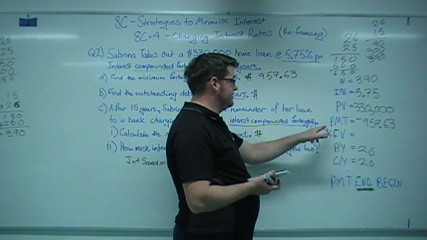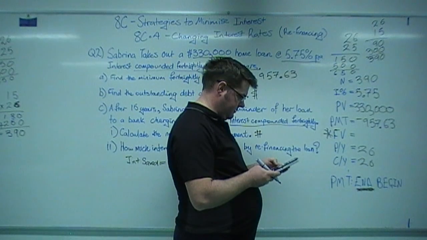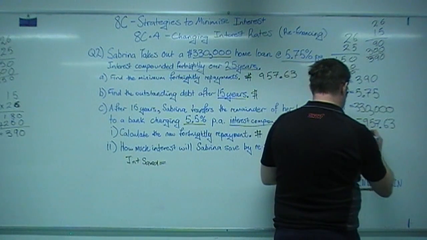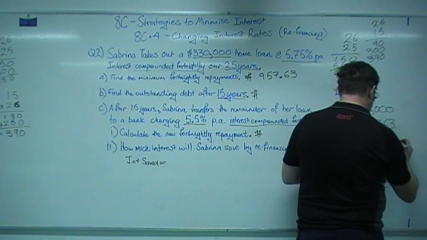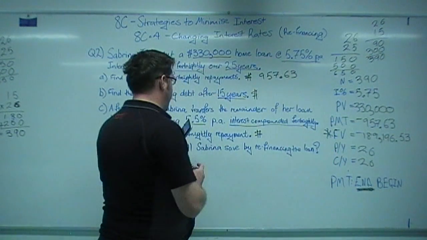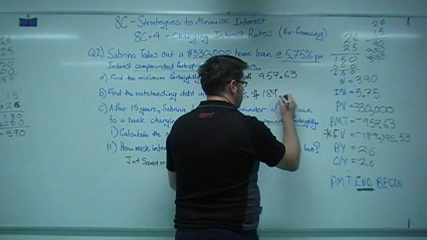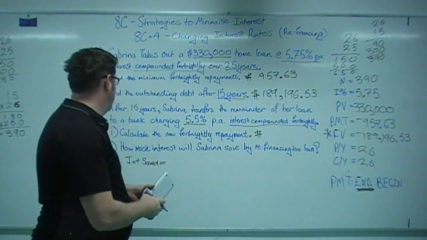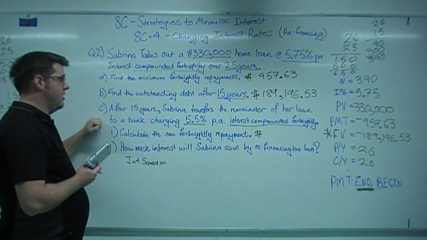Remember, to get answers that are consistent with the textbook, we need to round out this last value to 63. Then solve for the final value, which will be minus 189,196.53, rounding up. So that's going to be how much money we're going to be outstanding. Alright. So after 15 years, Sabrina transfers the remainder of her loan to a bank charging 5.5% per annum, interest compounded fortnightly.